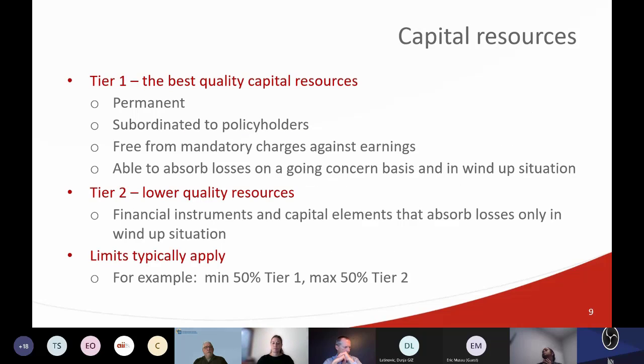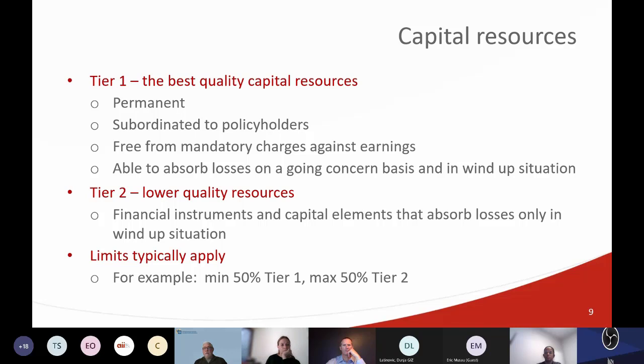And capital resources, we talked about this in the video. They're typically split up into tiers with the best stuff in tier 1. And you can see the number of criteria that it has to abide by. The next level down, tier 2, are lower quality resources, so they're not as good, and usually limits are going to apply. So whilst this looks simple on a slide, actually determining it is hard, and there's always lots of debate. So don't underestimate the difficulty of specifying what a capital resource is and what is allowed and what is not.